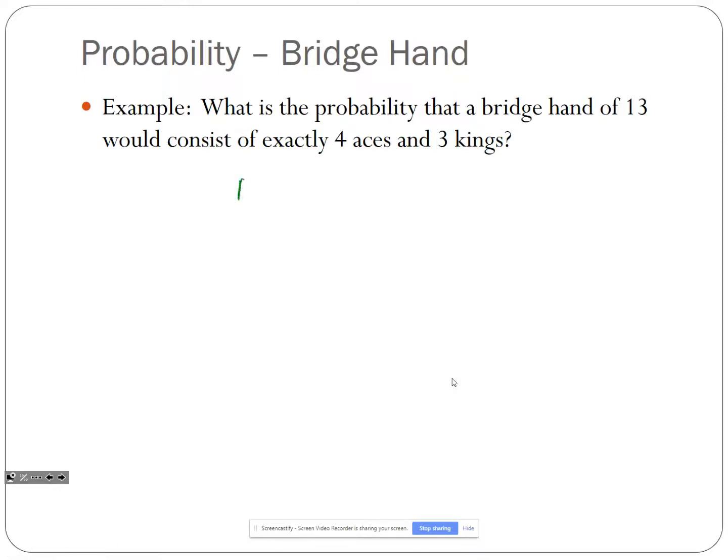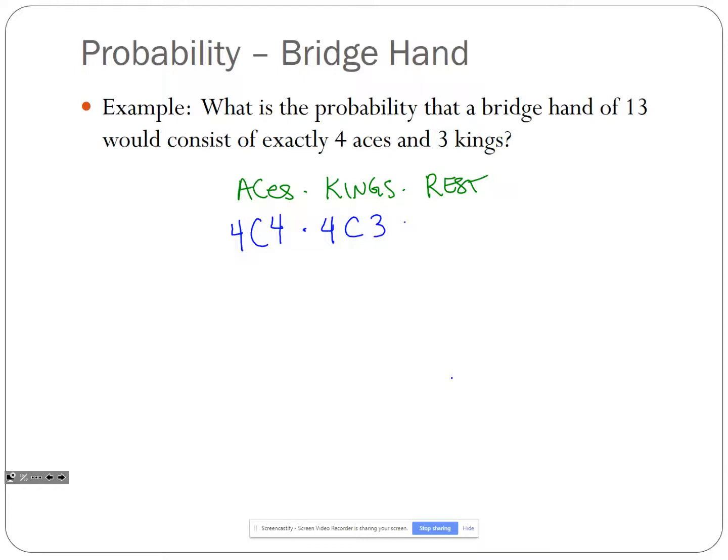So we have requirements for aces, we have requirements for kings, and then there are no requirements for the rest of the hand. For aces, there are 4 in a deck of cards. I'm going to use combination here because I don't care which ace I draw first: heart, diamond, club, or spade. I just need 4 of them. I need them all actually. And then there are 4 kings in a deck, and I'd like to have 3 of those. Again, I don't care which order they're drawn.